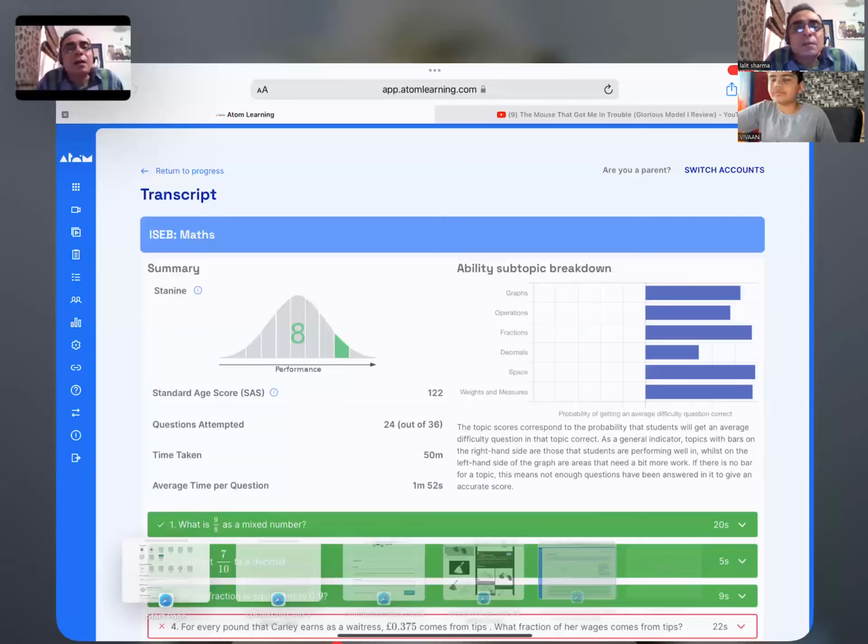So I got 80%. So I have 20. I got 1, 2, 3, 4. And the time to... Yes, your screen is freezing. Your network is lagging. Your network is freezing. Yeah. Can you scroll up and down?